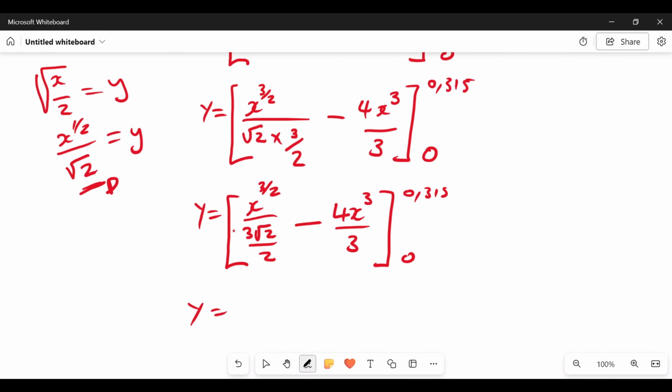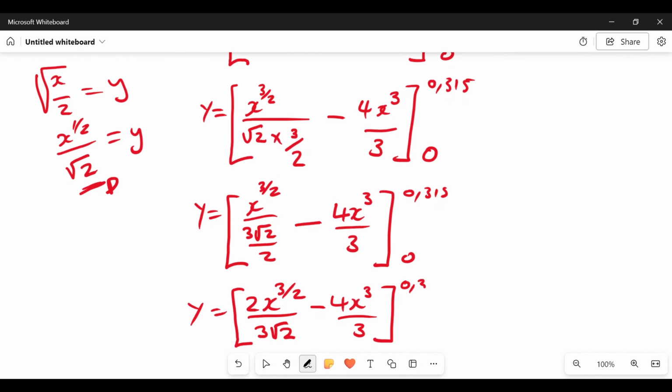You can put this on a calculator, and then this one is going to give you 2x to the power of 3 over 2 divided by 3 root 2 minus 4x to the power of 3 divided by 3. And then the upper limit, which is 0.315 and 0. Right, I'm going to continue here. Now that we are done, it's time for us to substitute.